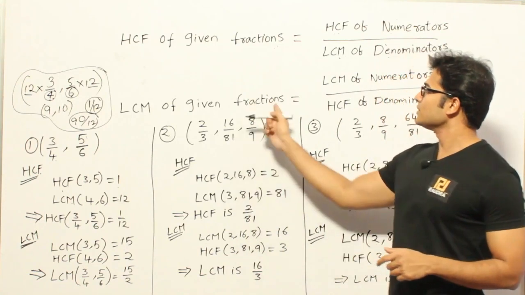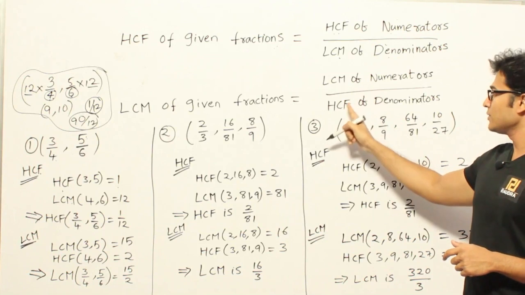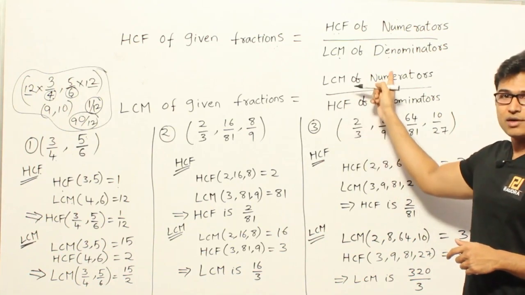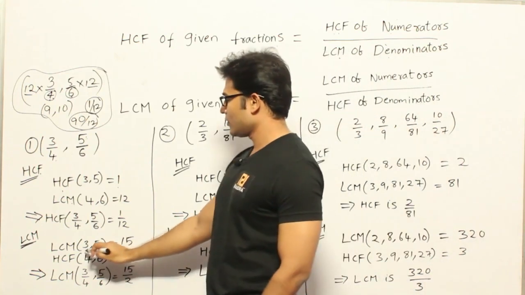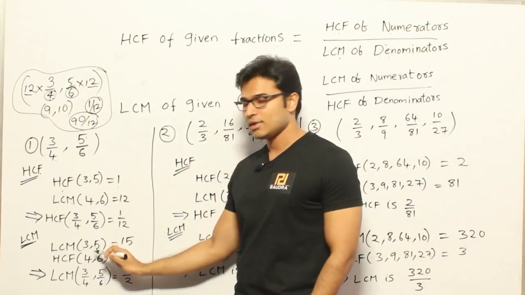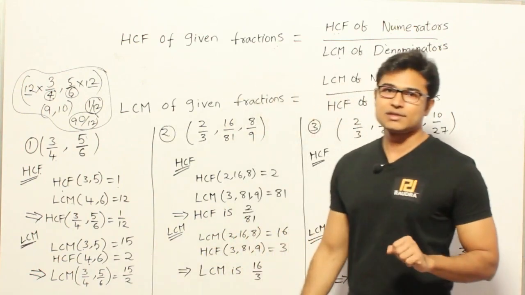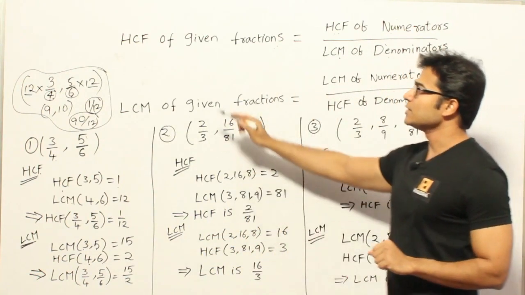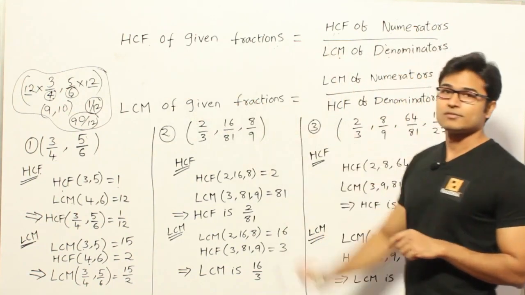Similarly, if you want to find out the LCM of the given numbers, find out the LCM of the numerators and then the HCF of the denominators and divide LCM by HCF, right? If you see this, you find out the LCM of the numerators and HCF of the denominators and you divide it. So how to remember this method is, if you want to find out the HCF, then you are going to apply the HCF to the numerators, right?